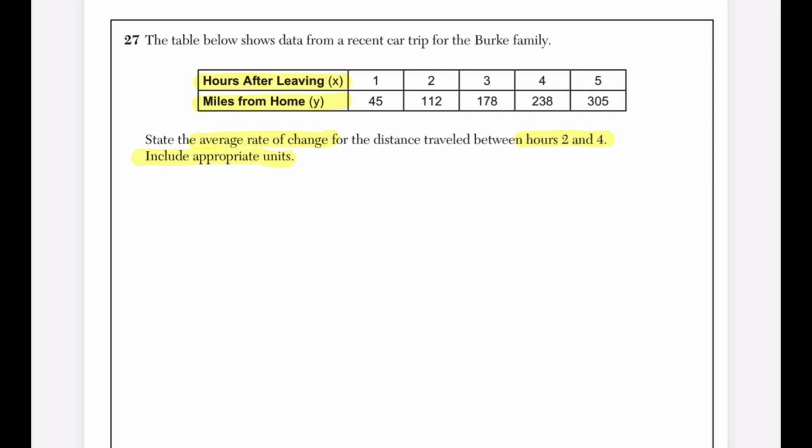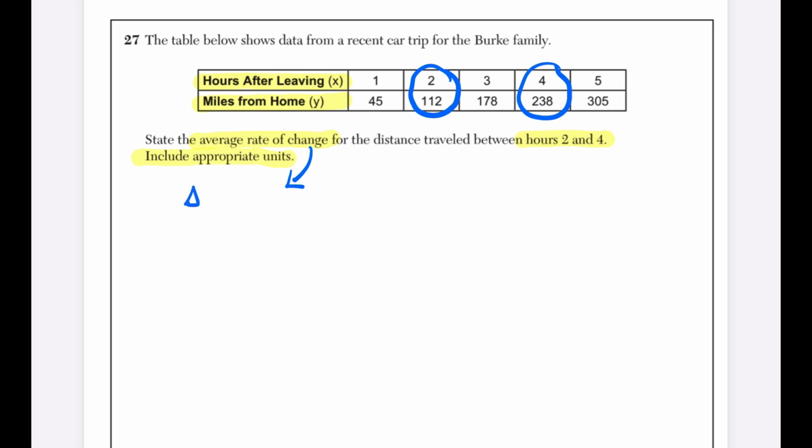So the reason it's saying average rate of change and not just rate of change is because the car is not traveling at a constant rate, is basically what it's telling us. So they want us to find out what's happening on average between hours 2 and 4. So we're going to look at these two data points right here, where the hours are 2 hours and 4 hours. And we're going to figure out what is the rate of change in between those two.